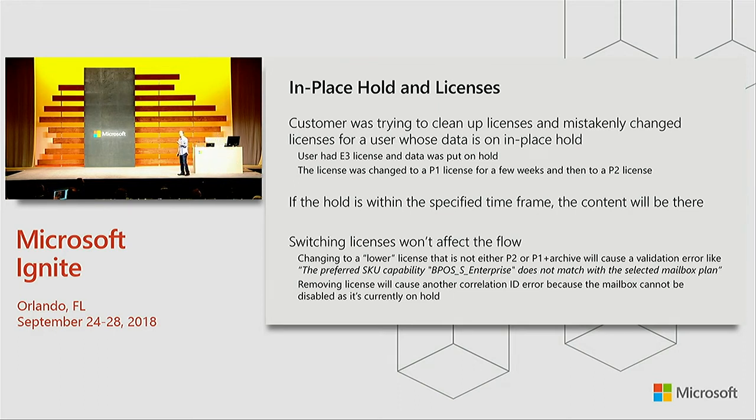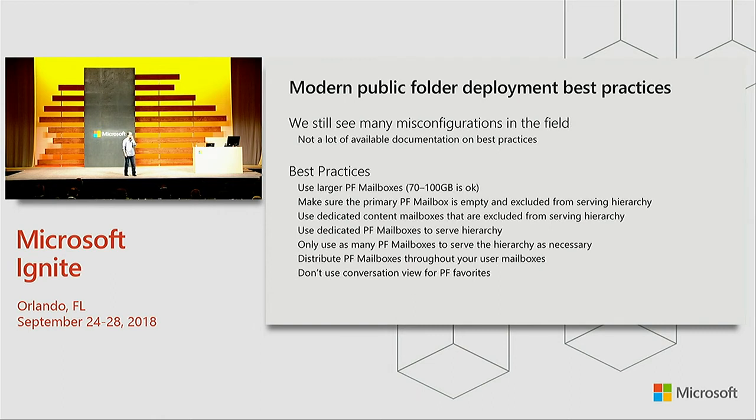But what's important to note is switching these licenses is not going to do anything. If you change to a lower SKU that doesn't have the feature available to it, you'll get a message like what I have in italics on the bottom. It's just going to error out saying the product that you're using doesn't support this. If you try to remove the license, you'll get a separate error, but it's basically the same thing. It's telling you that you can't do that either because the product doesn't support it or because the mailbox can't be disabled because it's on hold.